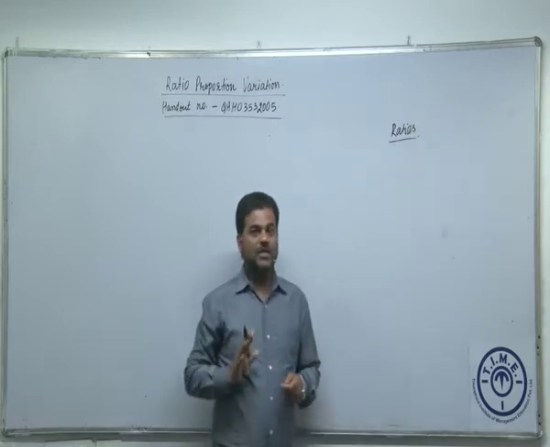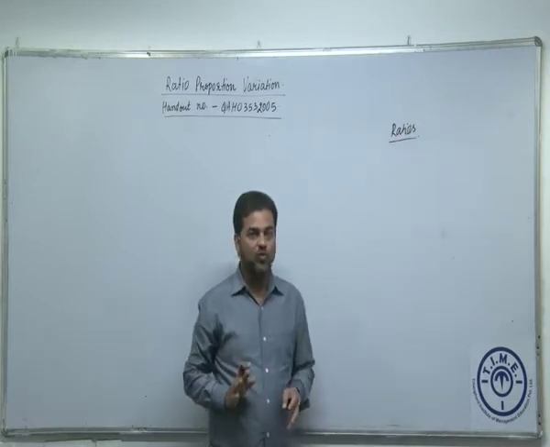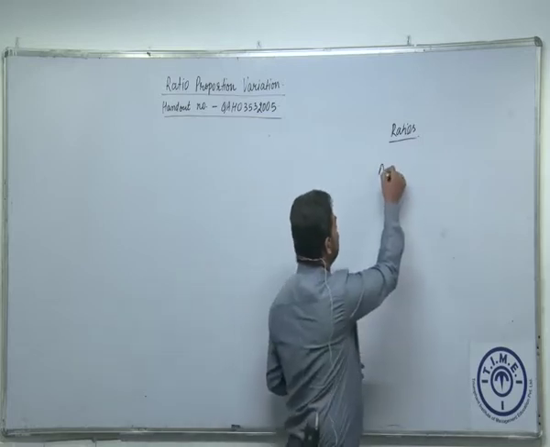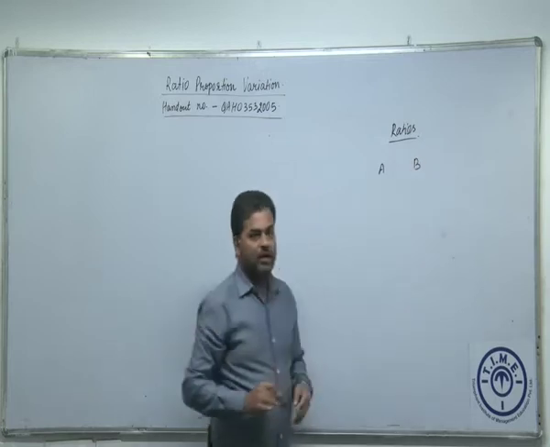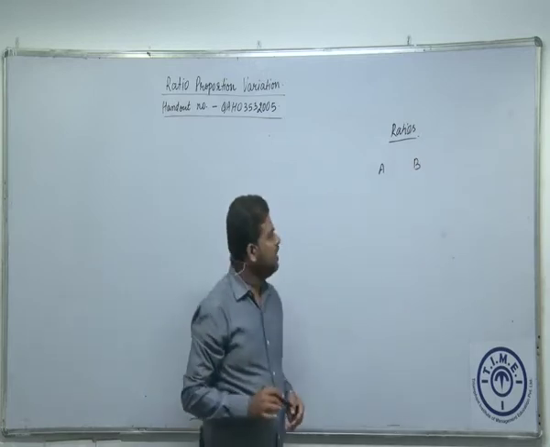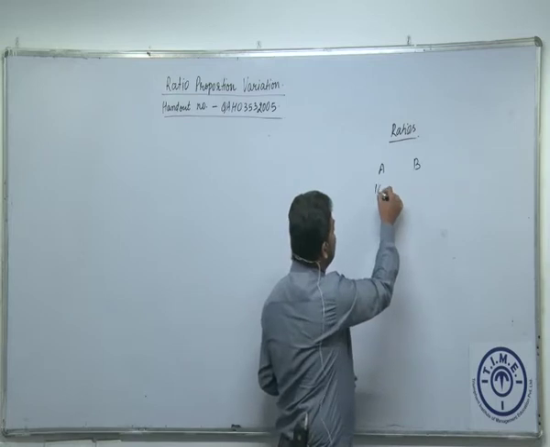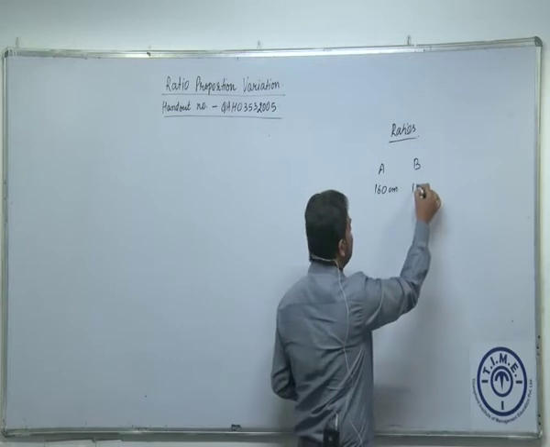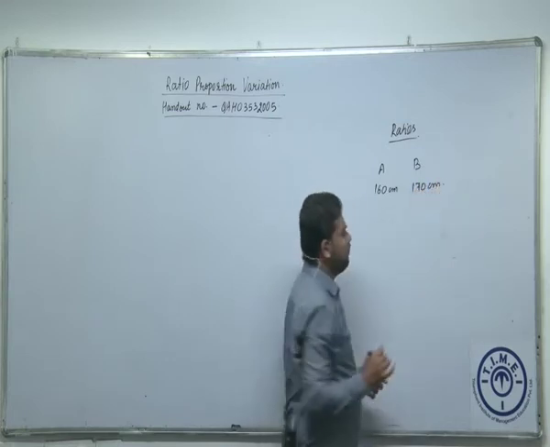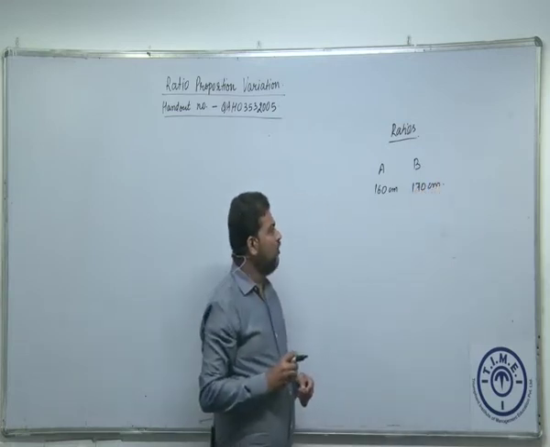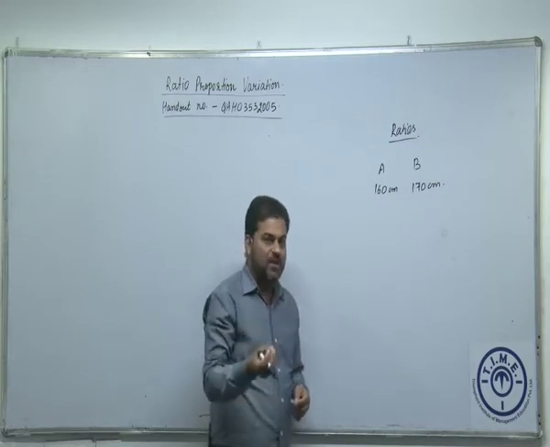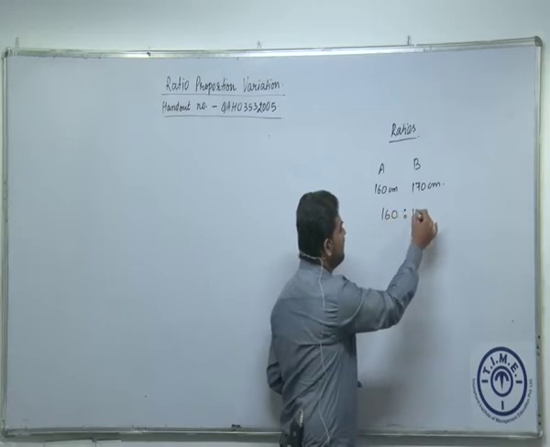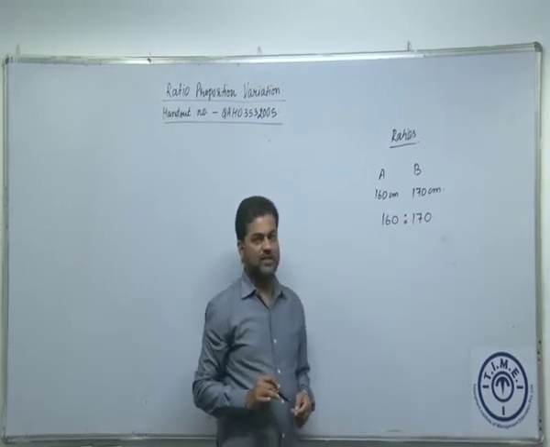What is a ratio? Ratio is a comparison of two quantities of the same unit. Suppose there are two students, A and B, and we are comparing their heights. Let us say the height of A is 160 centimeters and the height of B is 170 centimeters. If I ask you what is the ratio of the height of A to that of B, what are we going to do? We are going to use these two numbers like this, 160 is to 170.